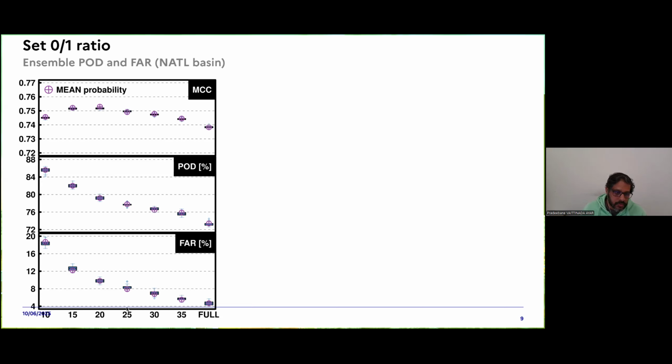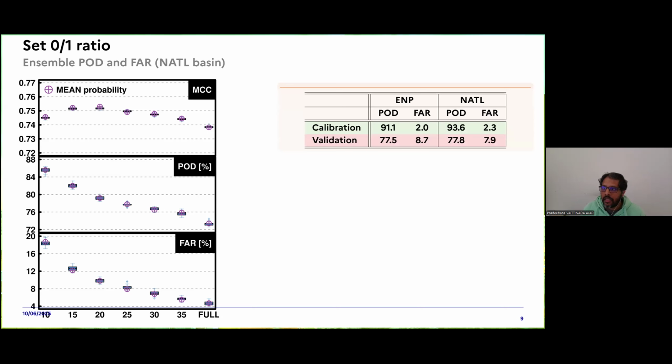So I choose 25 because I had performance which is quite similar to the tracker existing in the literature, but I had a way lower false alarm rate. So this was my decision, based on that.